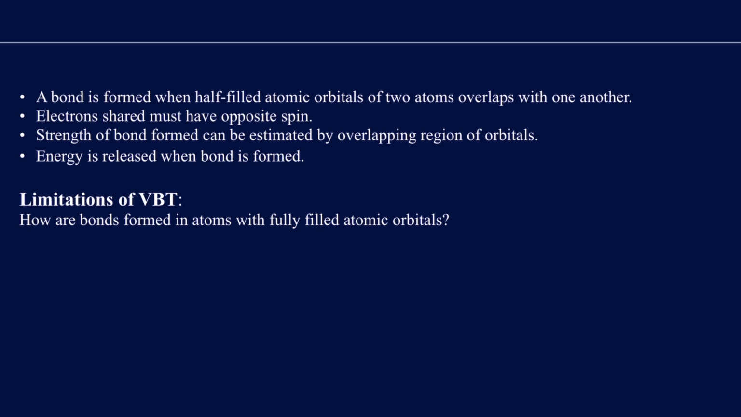So we talked about that. We also talked about that the electrons that are going to be shared must have opposite spin at the end of the day. And the strength of the bond formed can be estimated, you could eventually quantize the strength of the bond, but we're not going to be talking about anything close to that. But you can say that how strong the bond is going to be is determined by the strength of overlapping regions, or how much overlapping region there really is. And then typically the energy is released when the bond is formed.